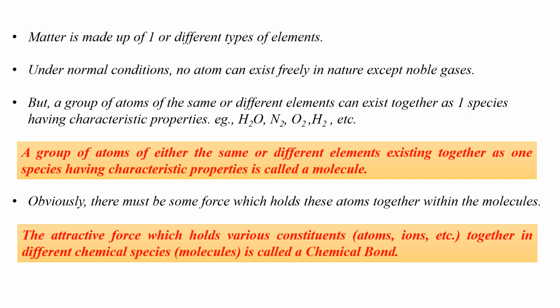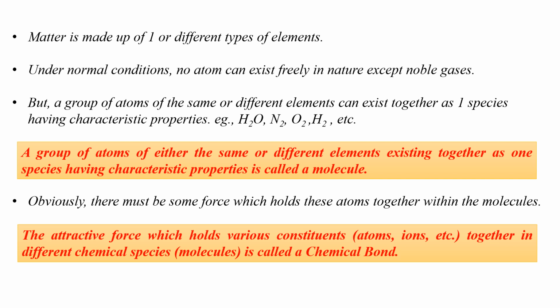However, a group of atoms of either the same element or different elements can exist together as one species having characteristic properties. Such a group of atoms is called a molecule. Now the examples of molecule are H2O, water, nitrogen, oxygen and dihydrogen and so on. See in H2O, which is water, there are atoms of two different elements. What are they? There are two atoms of hydrogen and one atom of oxygen. They exist together as one species, which is H2O. And H2O, which is water, has its own characteristic properties.